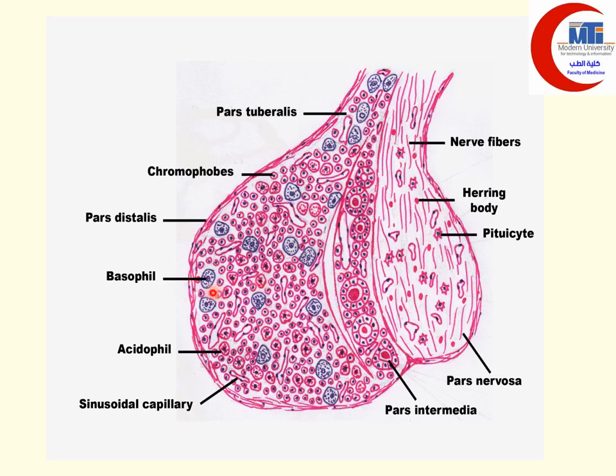Basophils secrete thyrotrophic hormone, adrenocorticotropic hormone, follicle stimulating hormone, and luteinizing hormone. And acidophils secrete growth hormone and prolactin. These hormones are secreted directly to the blood circulation through these fenestrated blood capillaries.